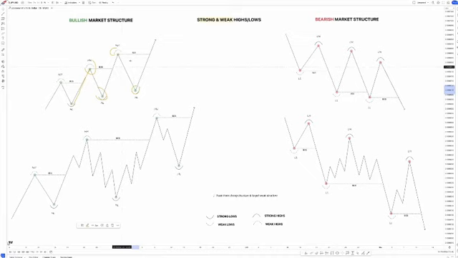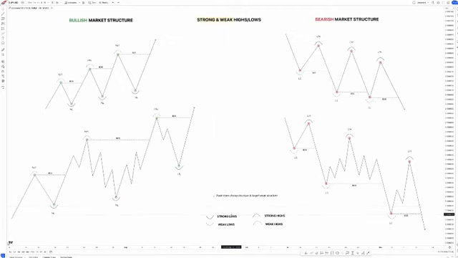And then there is your strong low being formed in a bullish market structure, and then there is your weak highs. Strong low, weak highs, and we want to trade from these strong lows and target these weak highs. And then we also talk about your swing structure and your swing range. So swing high, swing low, this will be your swing range.